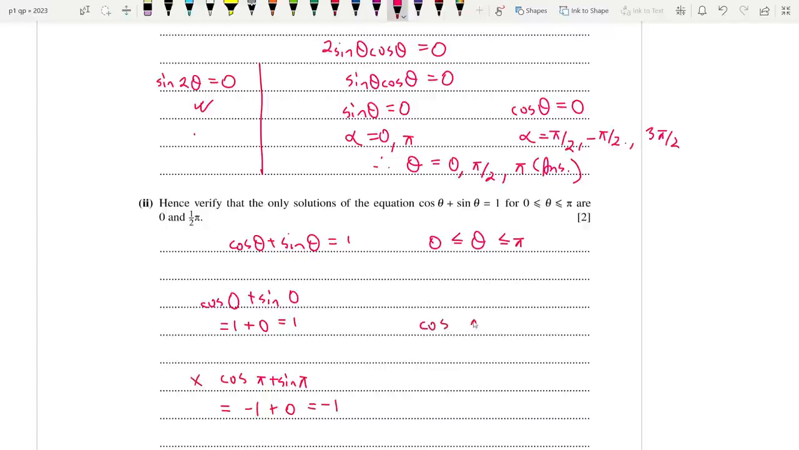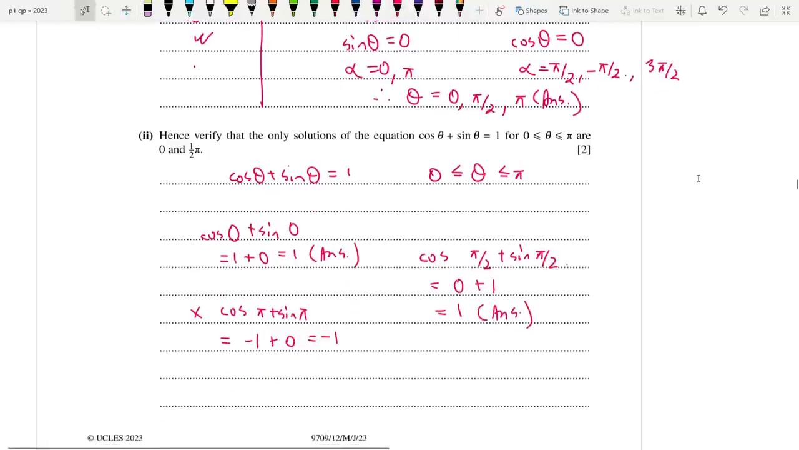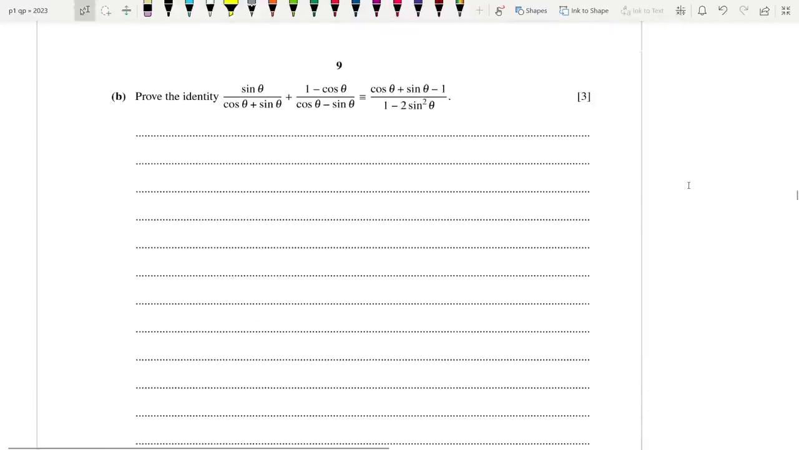And then cos pi by 2 plus sin pi by 2. Cos pi by 2 is 0, and sin pi by 2 is actually 1. So that also works, shown. So only these two work. So only 0 and pi by 2 satisfy the equation. This is not equal to 1, shown.